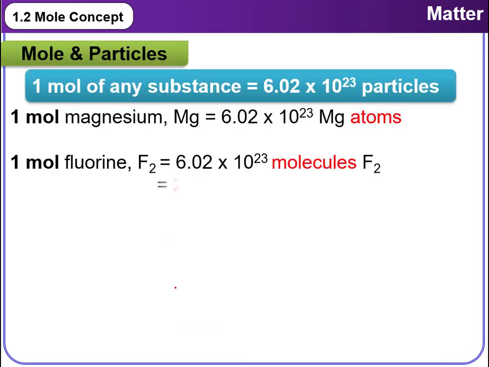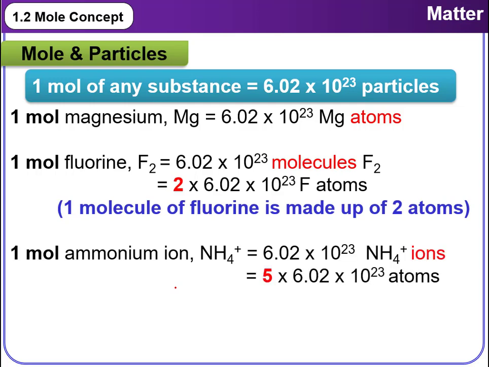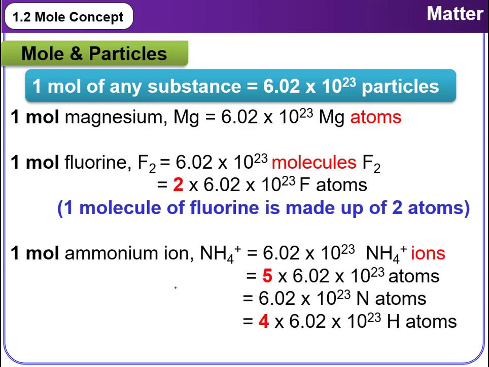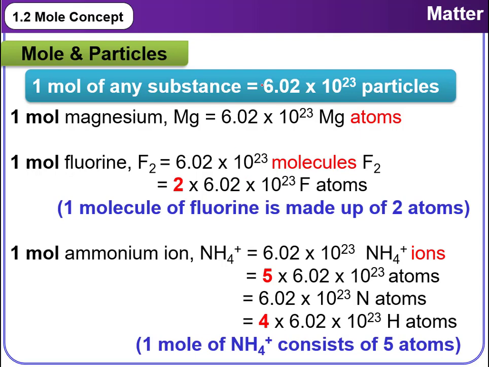Then next, mole and particles. So 1 mole of any substance is equal to how many particles? It is 6.02 times 10 to the power of 23 particles. So 1 mole of magnesium contains these magnesium atoms. How about 1 mole of fluorine molecule? Since we know that fluorine molecule contains 2 fluorine atoms, that's why you have 2 times 2. So 1 molecule of fluorine is made up of 2 F atoms.